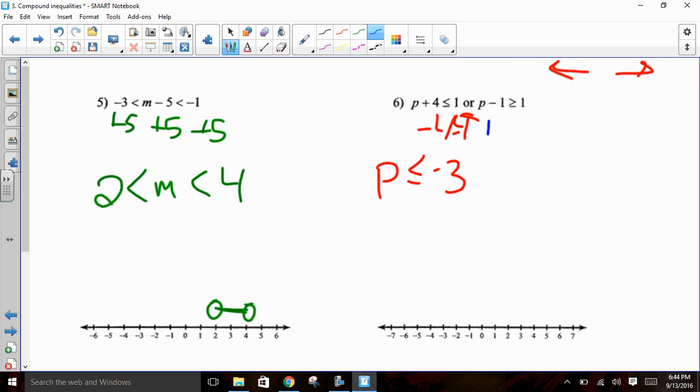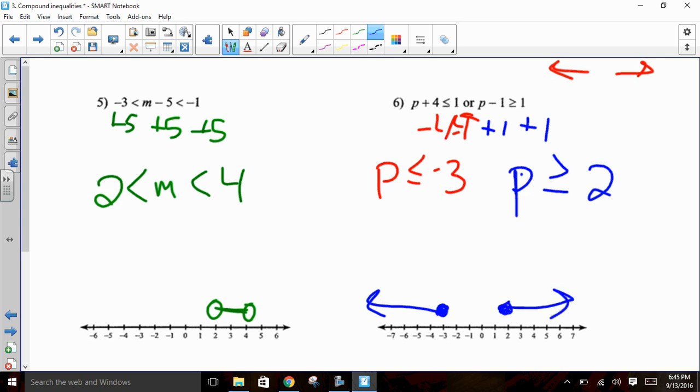On the right part, I have p minus 1 is greater than or equal to 1. So I'm going to add 1 to both sides. So then I have p is greater than or equal to 2, because 1 plus 1 is 2. Again, I did not multiply or divide by a negative, so my sign stays the same. So I'm going to have a closed circle at negative 3, going to the left, and a closed circle at positive 2, going to the right.